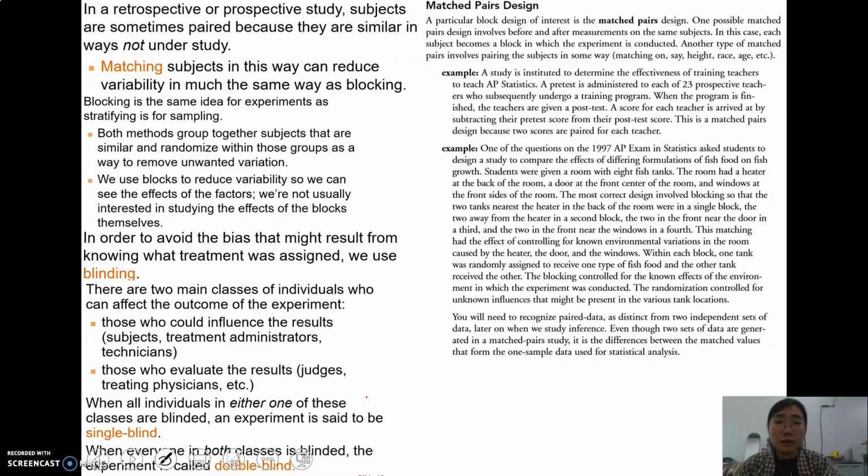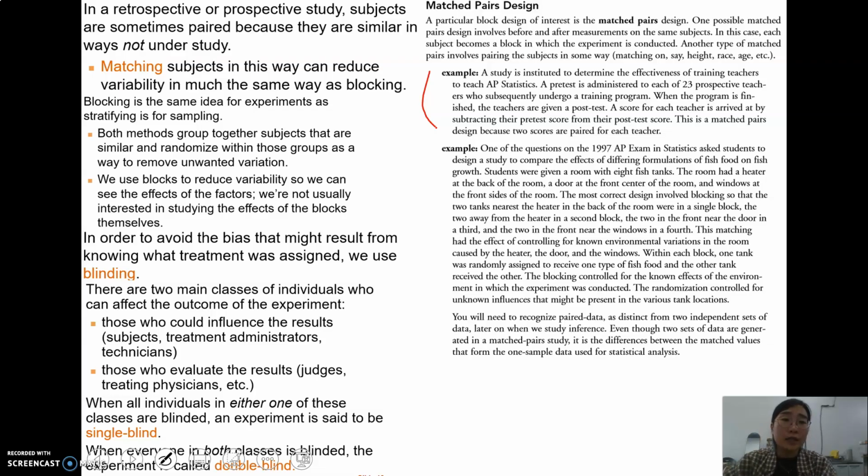So let me read an example here. A study is instituted to determine the effectiveness of training teachers to teach AP statistics. Pre-test and then a post-test. So individual teachers are getting a treatment, and then you're seeing it before and after. So that is a classic example of a matched pair test.